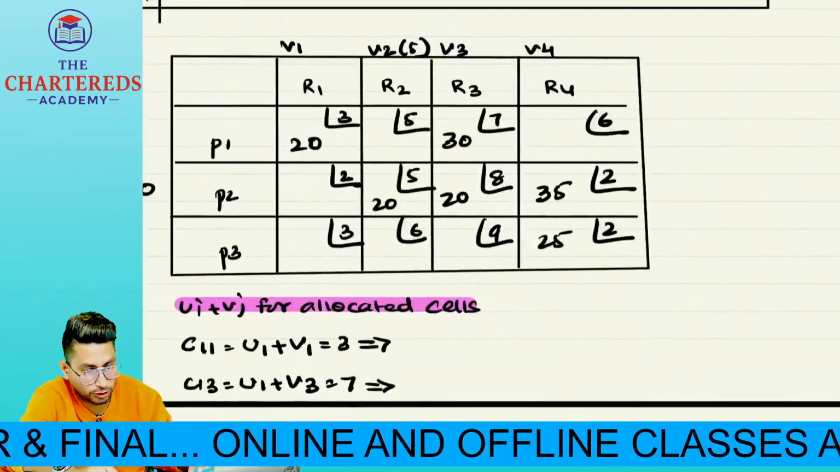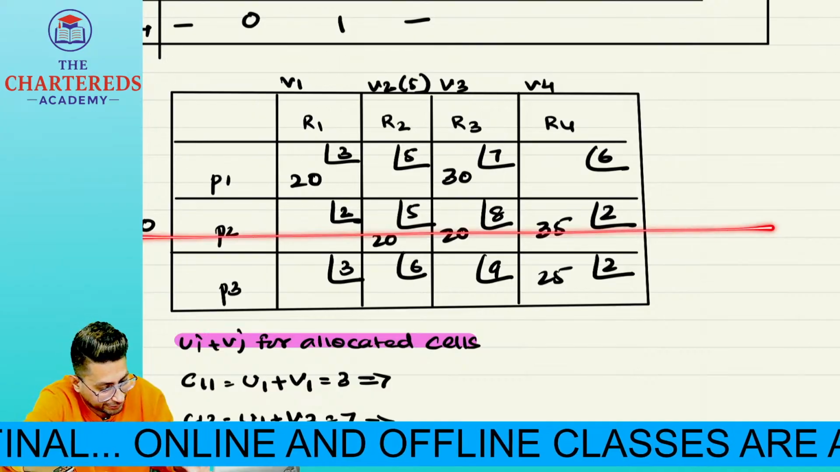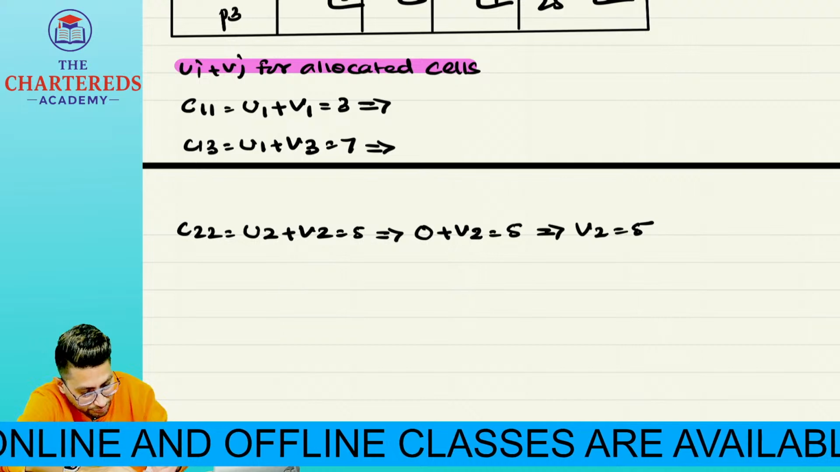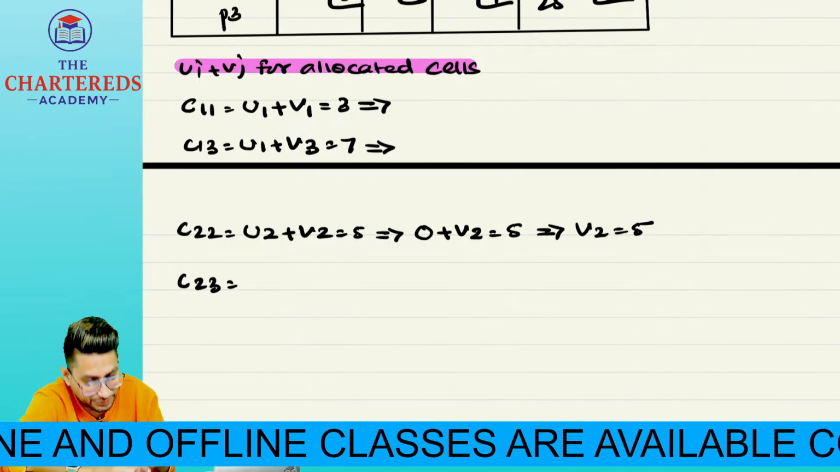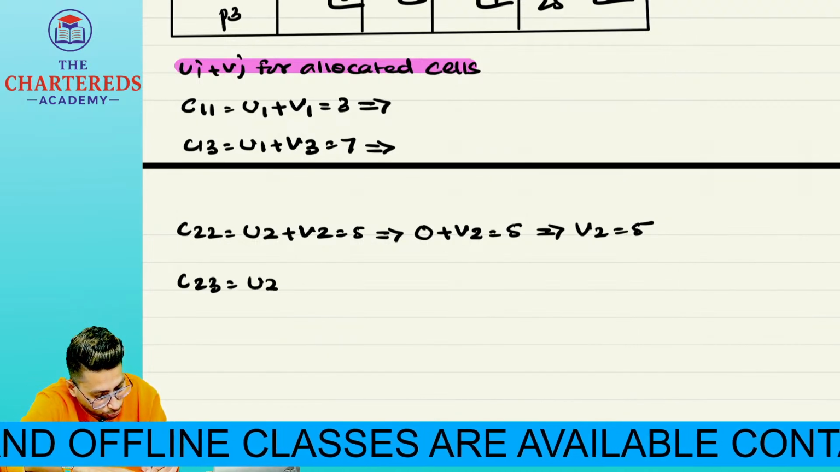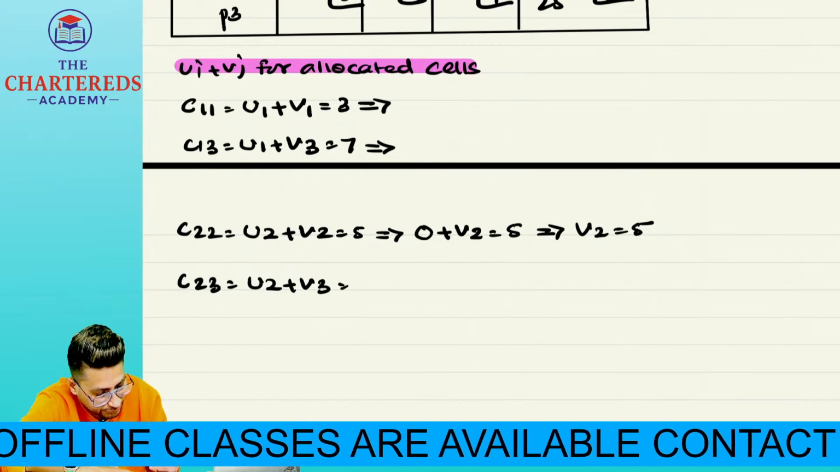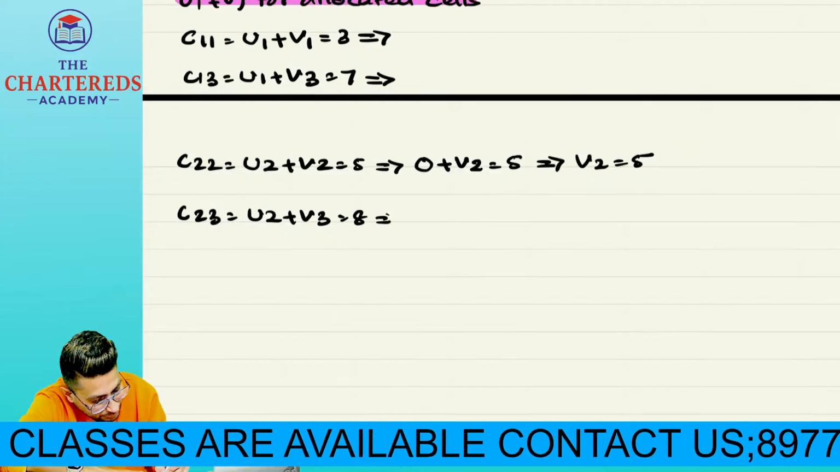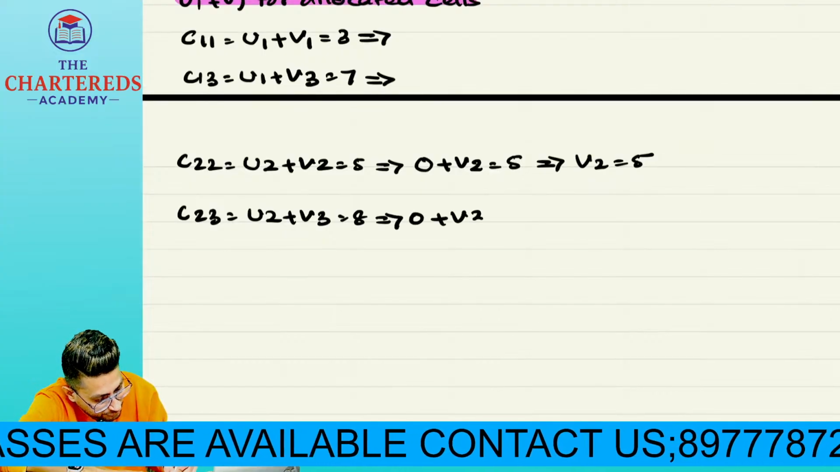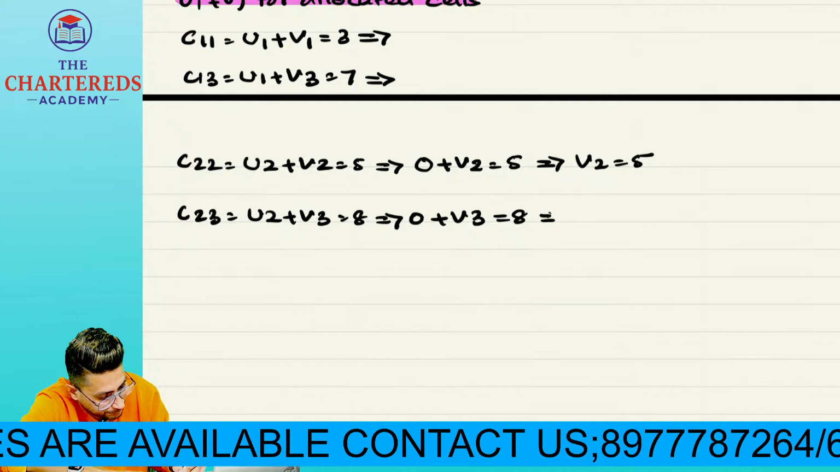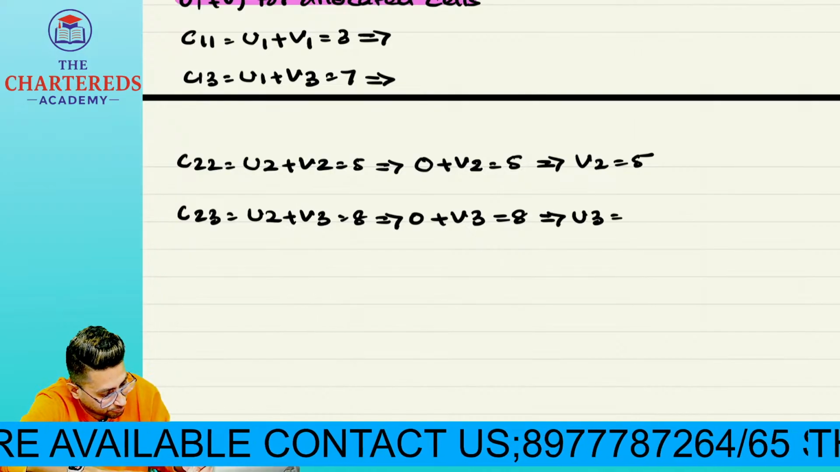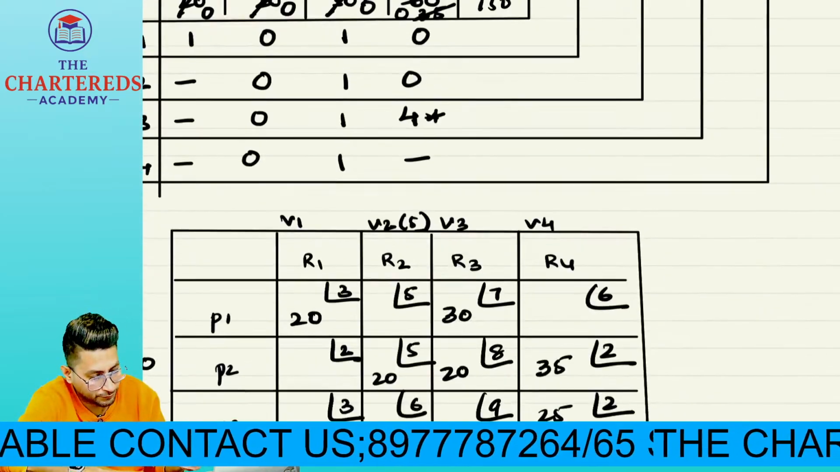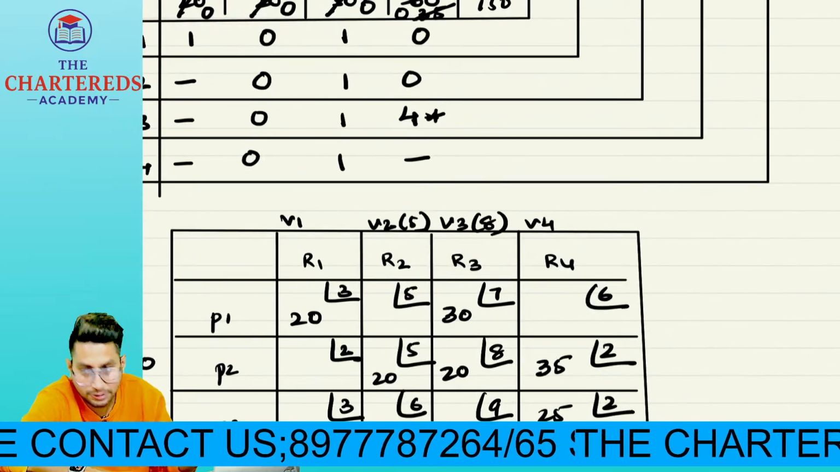Next, what is the next allocated cell? Second row, third column. How can I write? C23, second row, third column. U2 plus V3 is equal to 8. U2 is 0. V3 I don't know is equal to 8. Then V3 will be equal to 8. So here I'll write V3 is equal to 8.